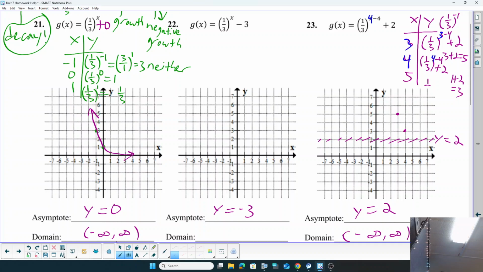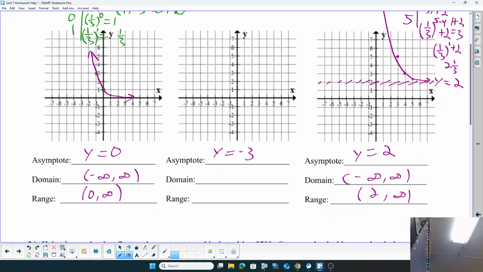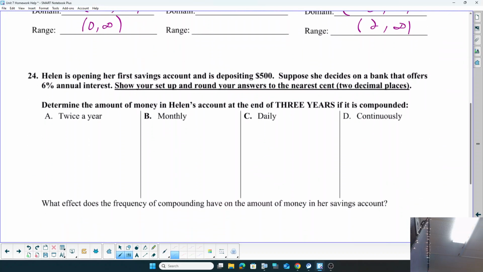And then you put a 5 in, and you get 1/3 to the 5 minus 4 plus 2. And so 5 minus 4 is 1, so that's 1/3 to the 1 power plus 2. And so really, that's just 2 1/3, right? 2 and a bit. So over 5 and then up 2 and a bit. And now you can see that it's going to be woo! And that is going to be decay. So that's going to be decay going along the horizontal asymptote. Nice. Domain and range looking good. And the asymptotes. Okay, beautiful.